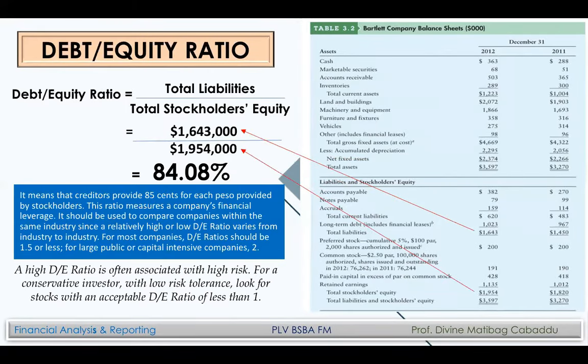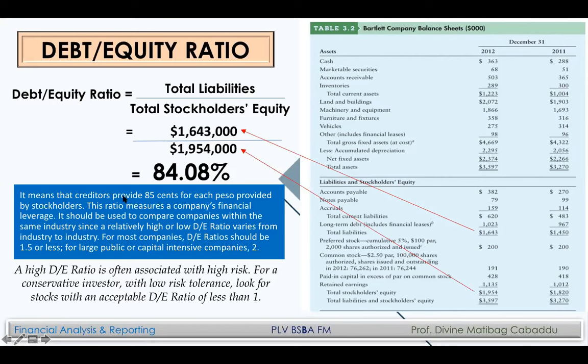Now next, debt equity ratio, the formula is total liabilities. Okay, kung kanina sa debt ratio, your denominator is your total assets. So debt equity, so numerator is debt, total liabilities, and your denominator is your equity or your stockholders' equity. So how much is your total liabilities? It's 1,643,000 divided by stockholders' equity of 1,954,000. Okay, so that's 84.08%.